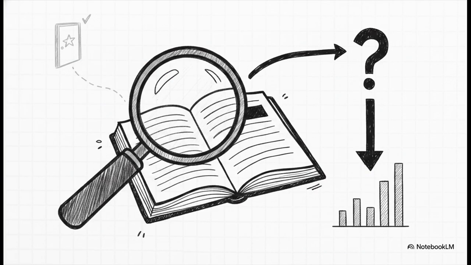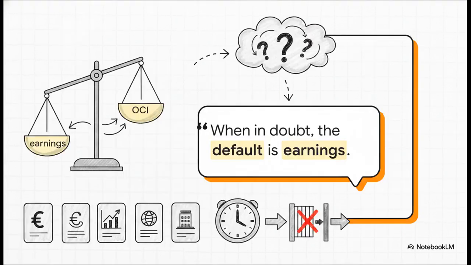The answer is almost certainly, unequivocally, no, unless that team member can open up the codification and point to the exact ASC standard requiring OCI treatment for that specific transaction. It absolutely does not belong in the waiting room. Default to earnings. When in doubt, the default is earnings.